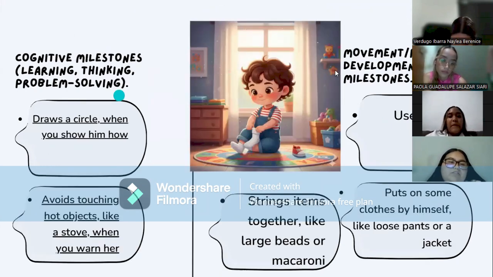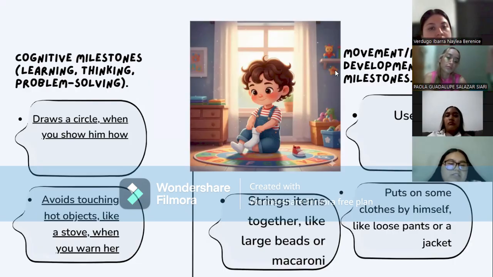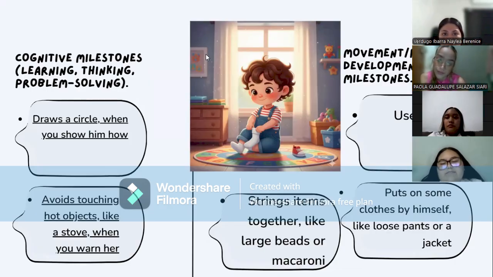Cognitive milestone, learning, thinking, problem solving: draws a circle when you show him how; avoids touching hot objects, like a stove, when you warn him. Movement, physical development milestone: uses a fork; strings items together, like large beads or macaroni; puts on some clothes by himself, like loose pants or a jacket.